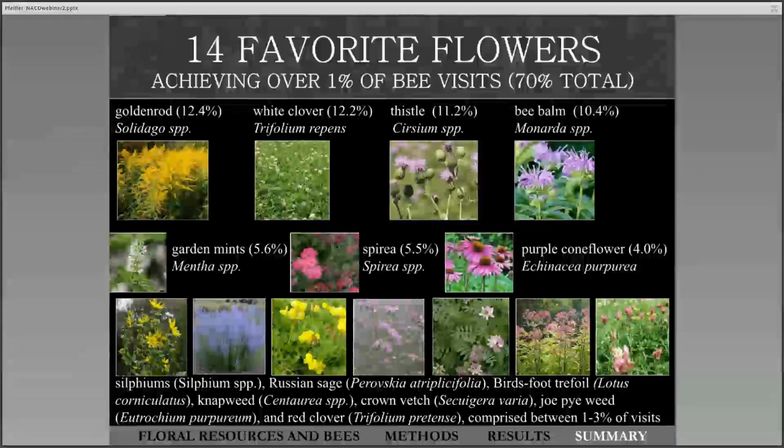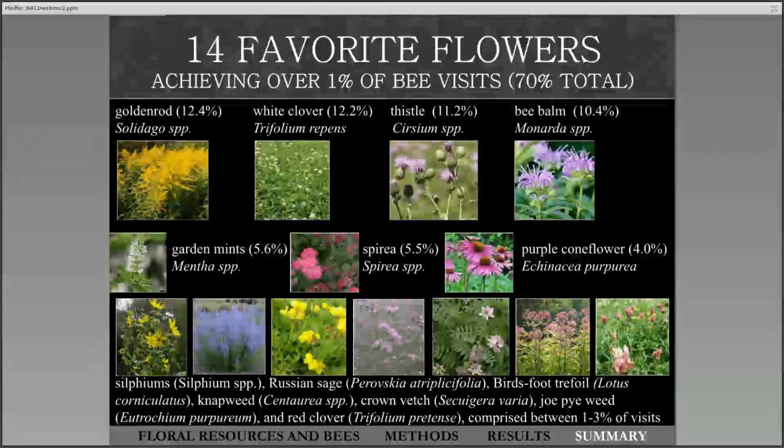Within the survey, just to summarize which plants were the favorites of the bees around Madison, 14 floral morpho species, sometimes it's more than one species, achieved over 1% of the bee visits, which amounted to 70% of the data set of visits. And so goldenrod, white clover, thistles, and bee balm were the top plants visited.